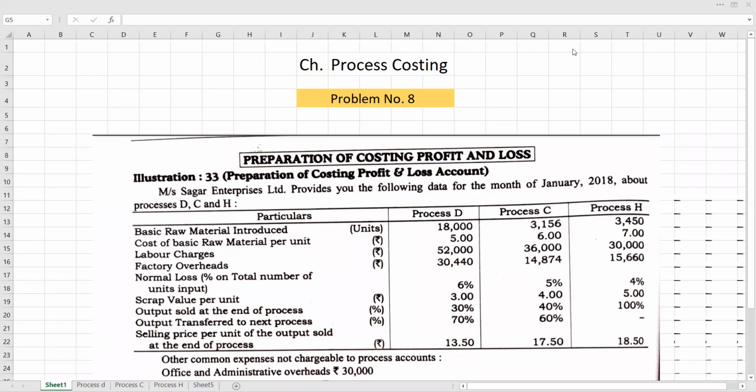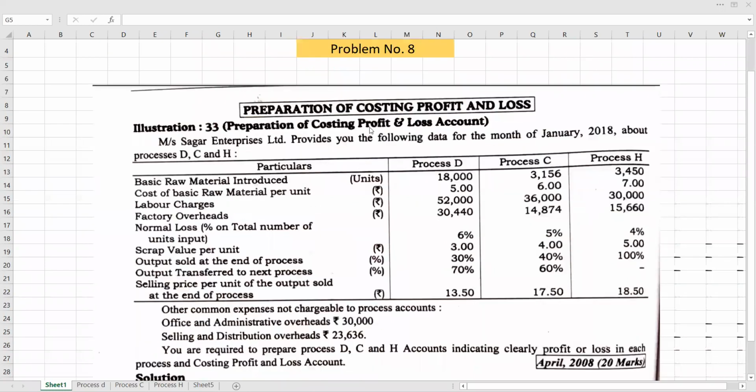So, the subject is costing, and the chapter is process costing. This is our problem number 8. This is our last problem in this chapter, process costing. So, we will see what the problem is. In this case, we have to prepare costing profit and loss. So this case is preparation of costing profit and loss.